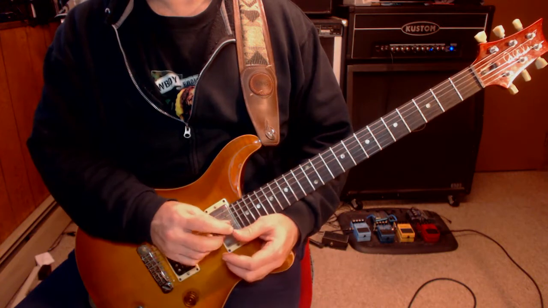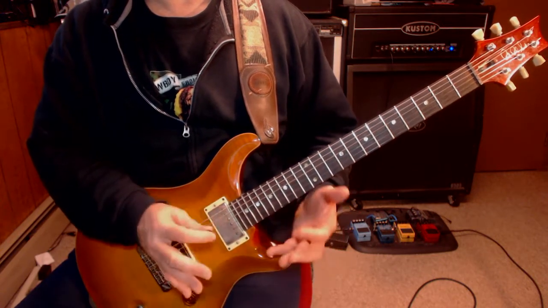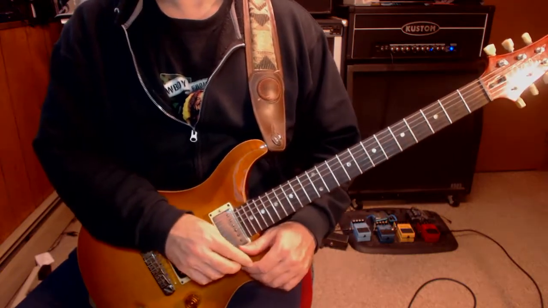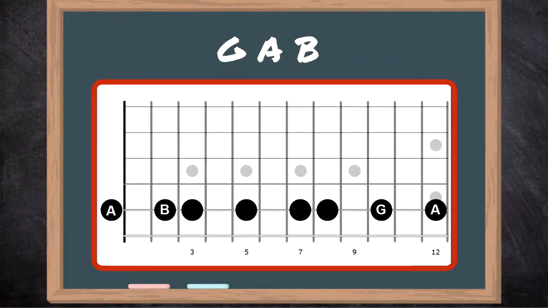So there's that. Now let's take a look at some phrases that you can use to memorize where different notes are. So the first phrase we're going to look at is gab. So you got a G way up there at the 10th fret, and then you got two A's. You got an A at the 12th fret, and then our open A, and then you have a B. So this is a good way to help you memorize where these notes are.